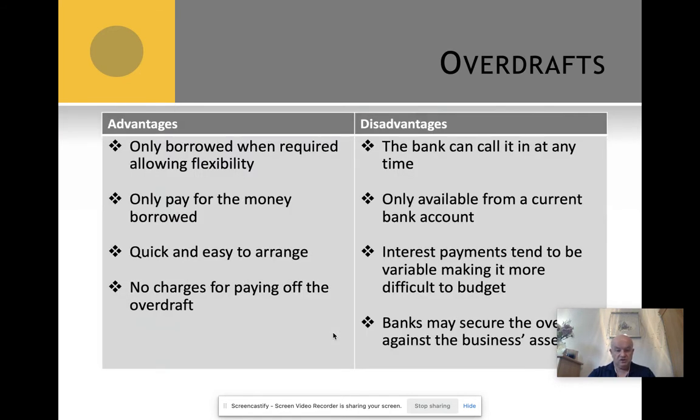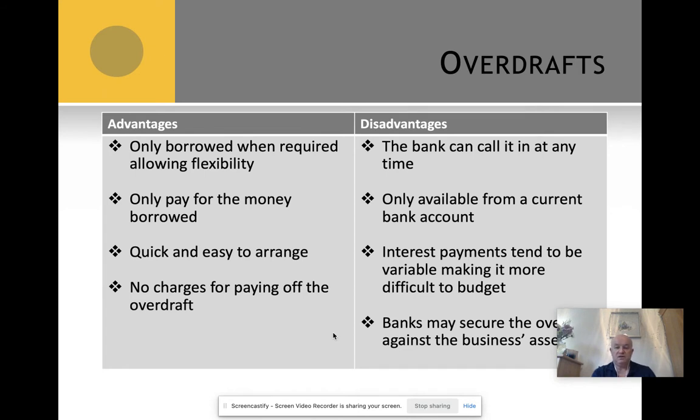Some of the advantages and disadvantages, a little bit like we listed for loans. It is quite a flexible source of finance. You're only paying for the money that you borrow. They're quick and quite easy to arrange. And there's no charges for paying off your overdraft, with the exception of the interest that you'll pay. So once you've paid off your overdraft, that's it. Happy days. You're back in a decent position.